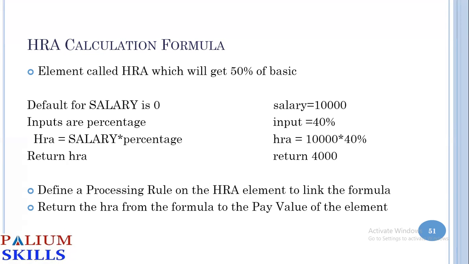See here, that is what the formula is telling you. Default for salary is zero. When you go to the element, inputs are percentage. HRA is equal to salary into percentage. So whatever percentage you have entered into the salary is your HRA. And then you are returning the HRA from the formula.